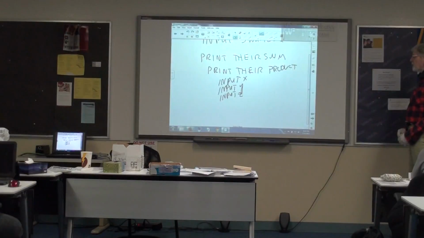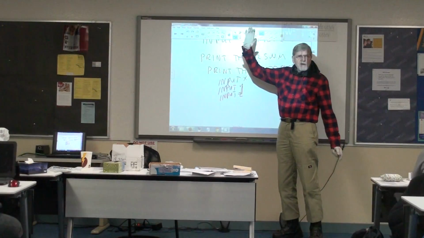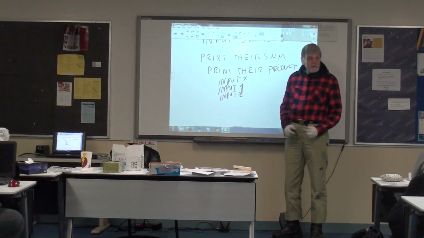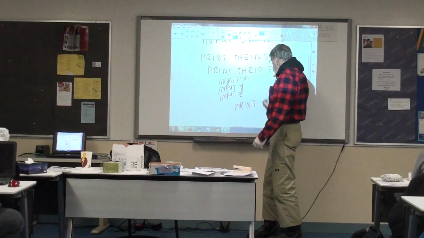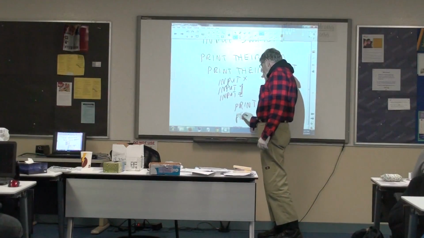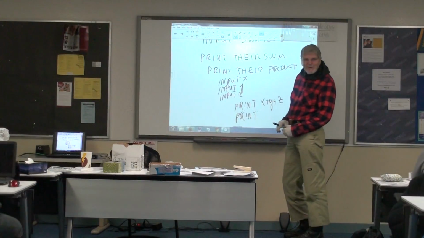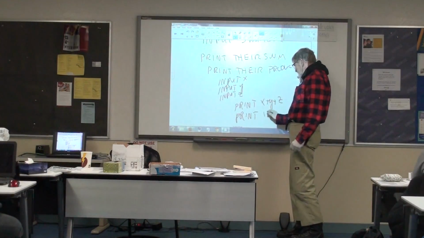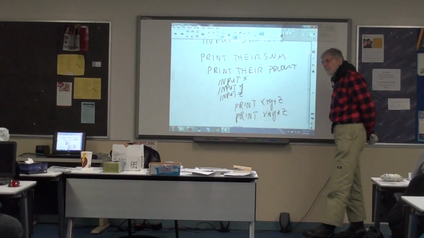And what's the line of code that would print their product? What's the universal symbol for multiplication? An asterisk. So it would be print X asterisk Y asterisk Z. I think it's on your calculator too. Okay, good.